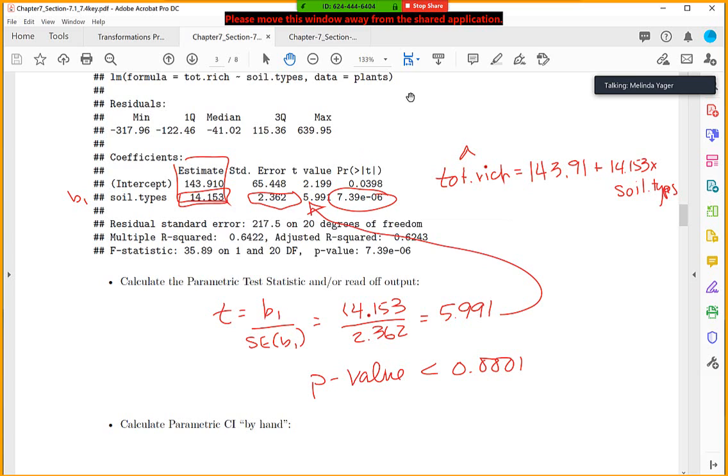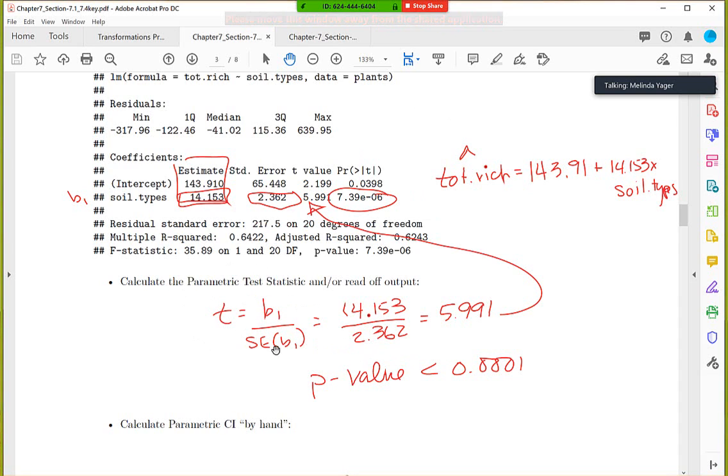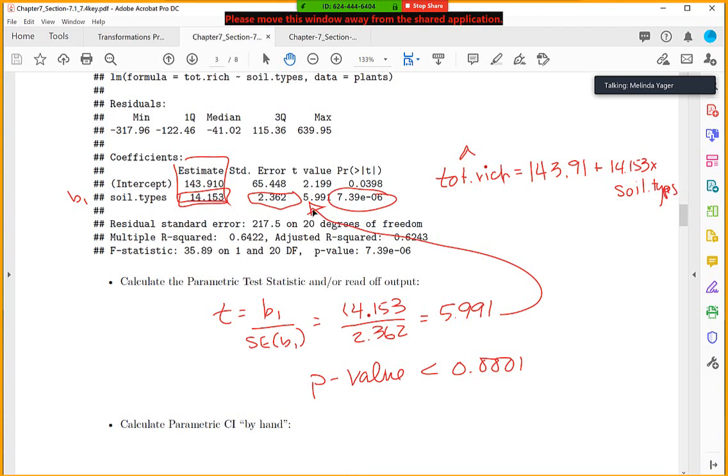I'm getting some errors, so let me know if you're not seeing something. The test statistic, we take our slope divided by the standard error of the slope. So we take our estimate of the slope, in this case, the 14.153, divided by the standard error, and that gives us this t value. Okay, so that's our test statistic here.